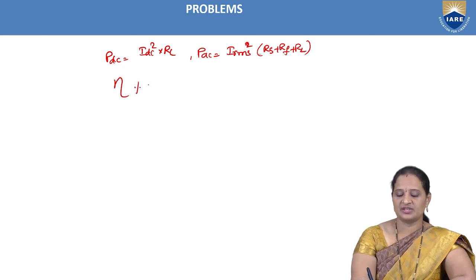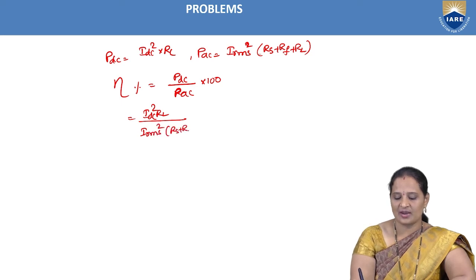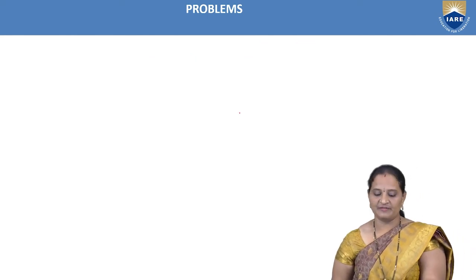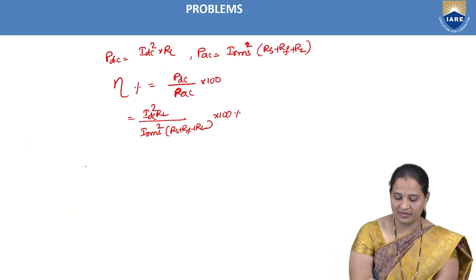Then percentage efficiency is given by PDC divided by PAC into 100, which is IDC square into RL divided by IRMS square into Rs plus Rf plus Rl, into 100. So like that you can calculate the efficiency. And we also have to calculate the ripple factor.